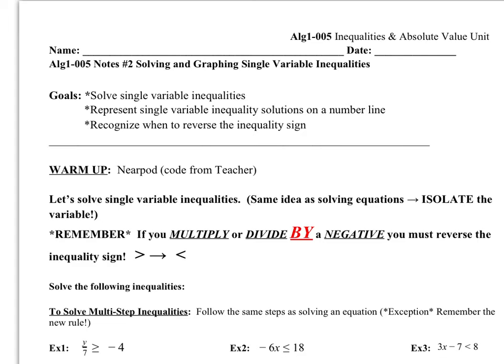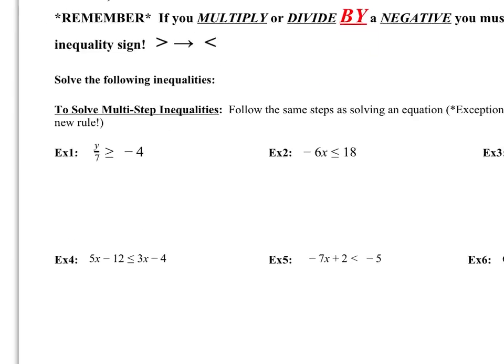But as we just saw in the Nearpod, there's one new rule that we need to remember, which is that if we multiply or divide by a negative, we have to reverse the inequality sign. So if it was greater than, it would go to less. If it was less, it would go to greater, and so on. You're just going to flip it around. So let's solve a couple and see what happens.